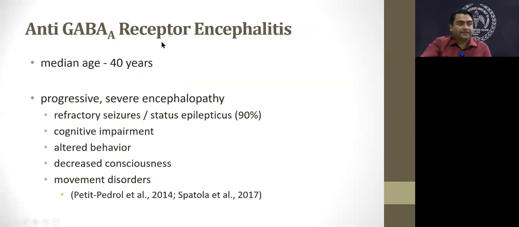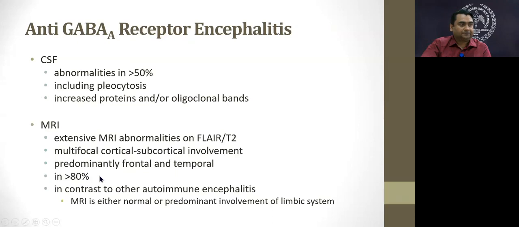Going on to GABA-A receptor encephalitis, the median age group is middle-aged to elderly, presenting with progressive severe encephalopathy with refractory seizures or even status in about 90% of this illness, along with cognitive impairment, alteration of behavior, depressed sensorium, and associated movement disorders. CSF here shows abnormalities in more than 50%, with pleocytosis, increased proteins, and OCBs.